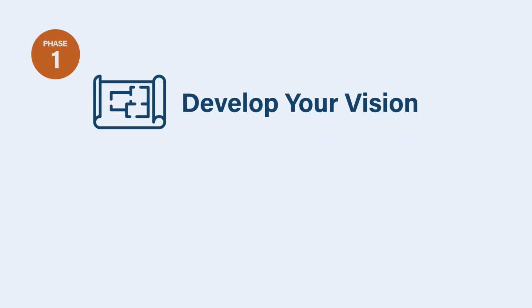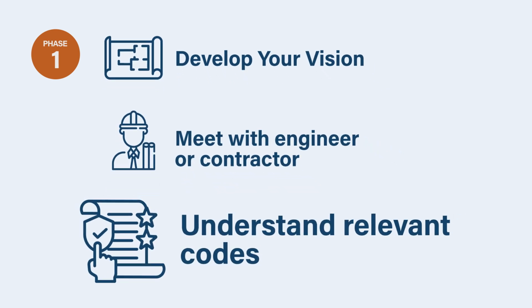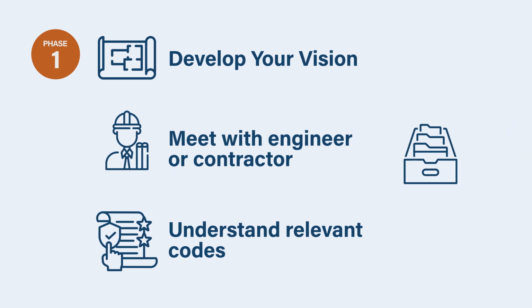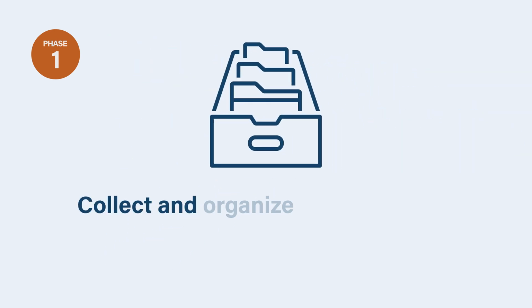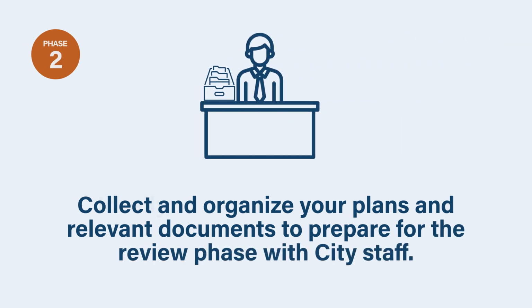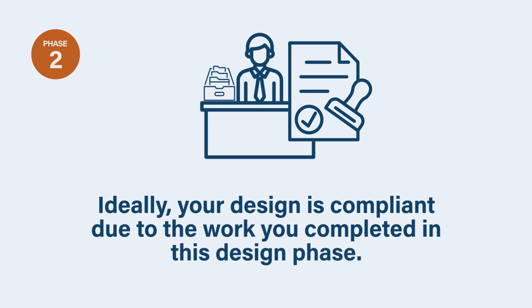After you've developed your vision, considered hiring an engineer or contractor, and understand relevant codes, the next steps involve collecting and organizing your plans and relevant documents to prepare for the review phase with city staff. Ideally, your design is compliant due to the work you completed in this design phase.